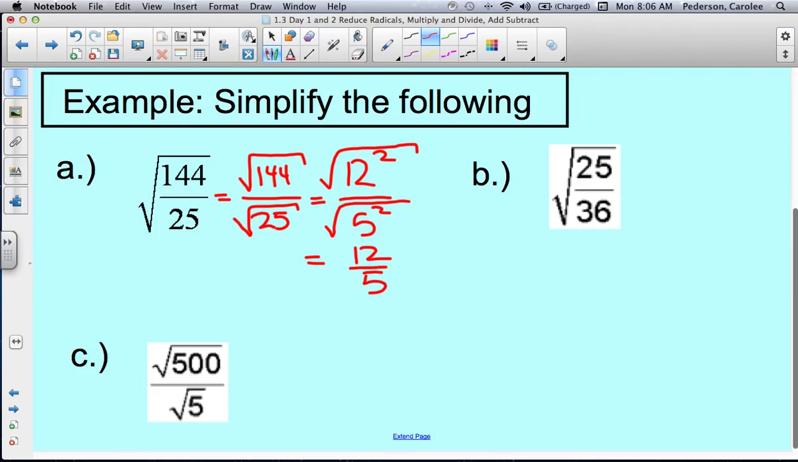Example B. Let's just watch. Don't need to write. Again, we have one large radical. We can separate it out into two separate radicals. Square root of 25 is 5. Square root of 36 is 6.